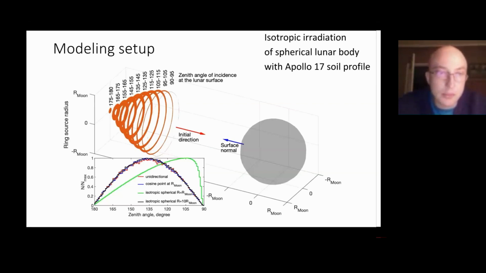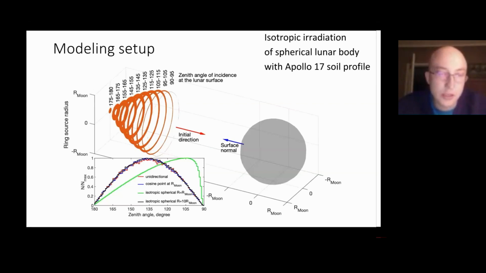Our approach has an advantage: we divide all particles into the angular ranges at which they hit the lunar surface, and in this way we can later account for the influence of lunar topology on the radiation environment and dose rates.